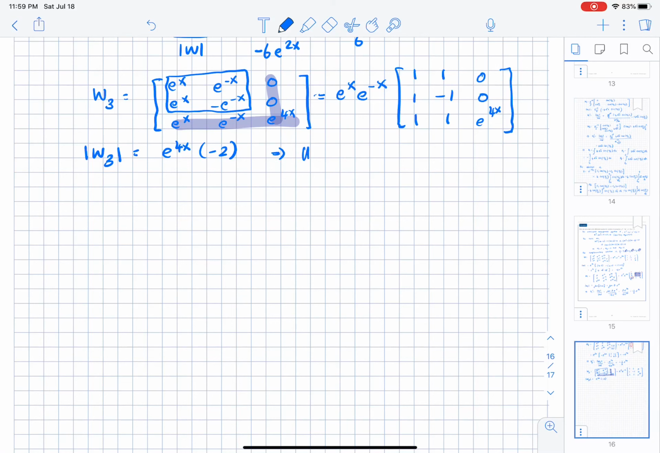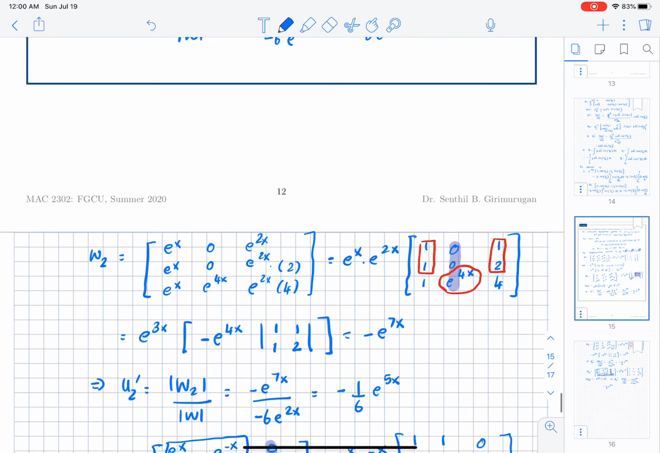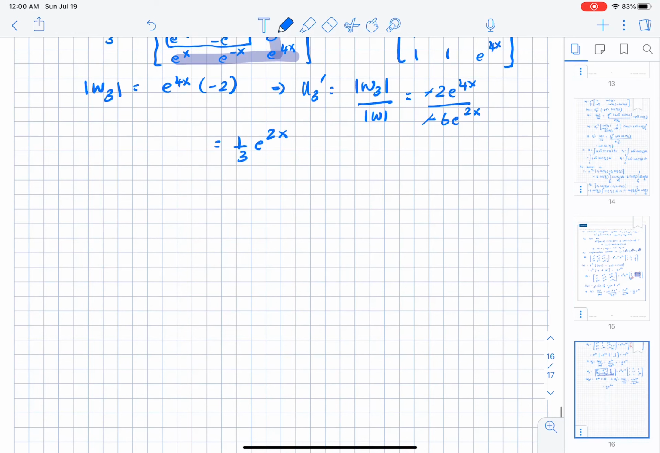This would imply U3 prime is the determinant of W3 divided by the determinant of W. So minus 2 e raised 4x divided by minus 6 e raised 2x. Those two would go away. We have 1/3 e raised 2x. So those are the three functions.